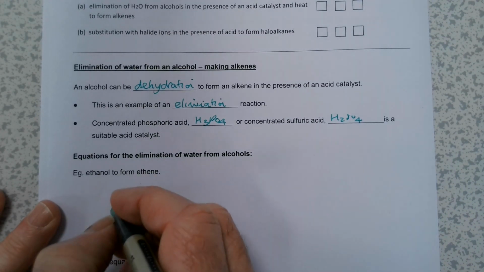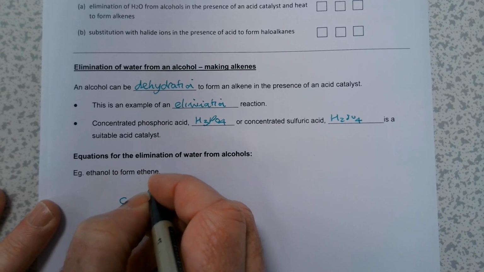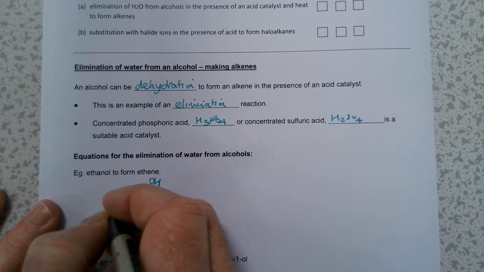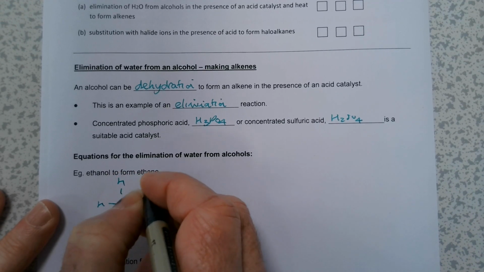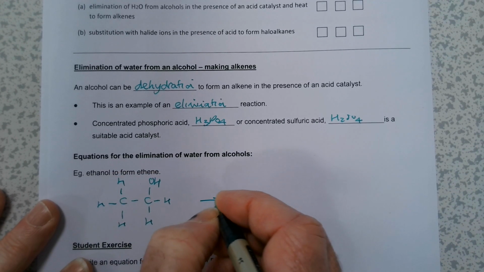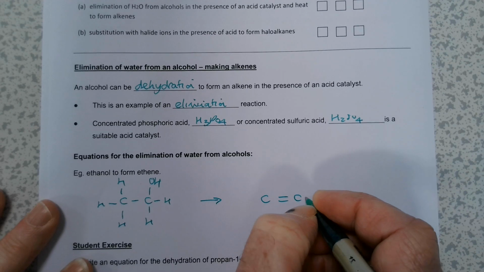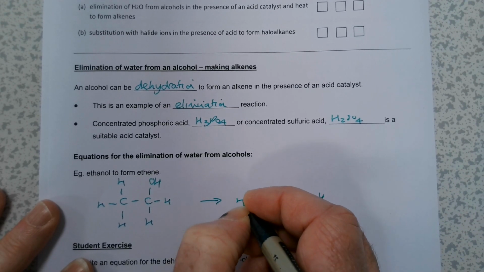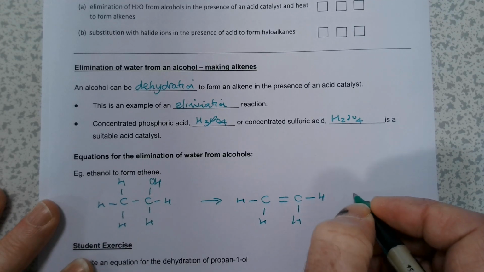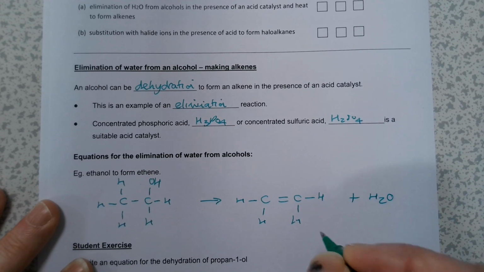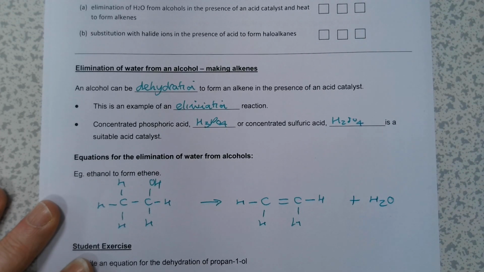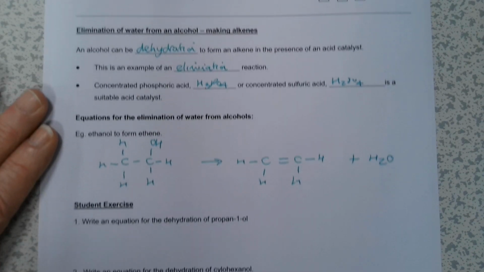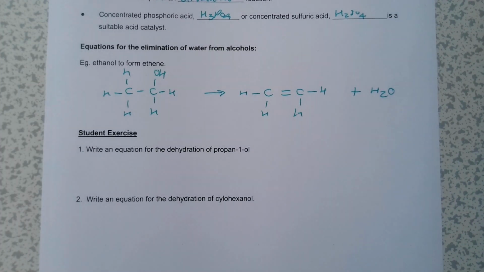So if we were to take ethanol, all that is happening is the OH is being removed from one carbon and a hydrogen is being removed from the carbon next door. We introduce the carbon-carbon double bond between the two carbons and we eliminate water. We have dehydrated the alcohol. Pause the video and have a go at questions 1 and 2.